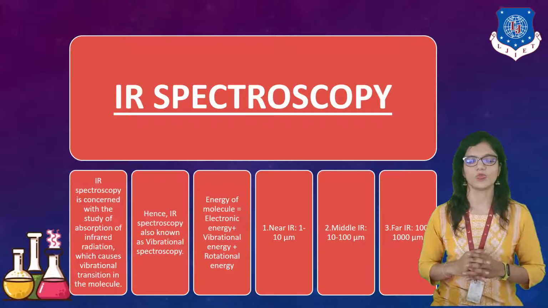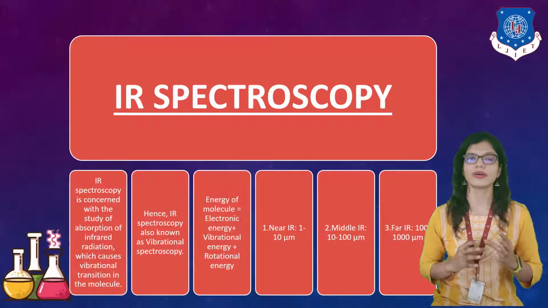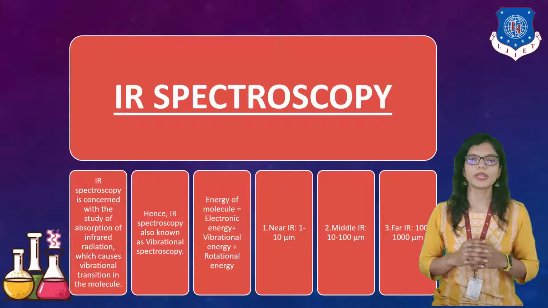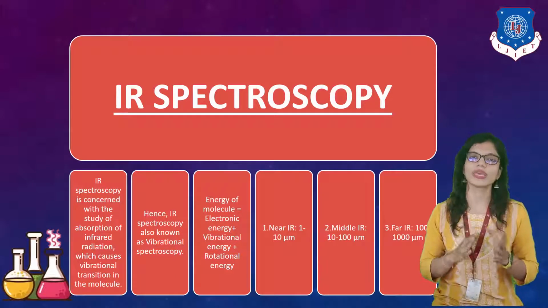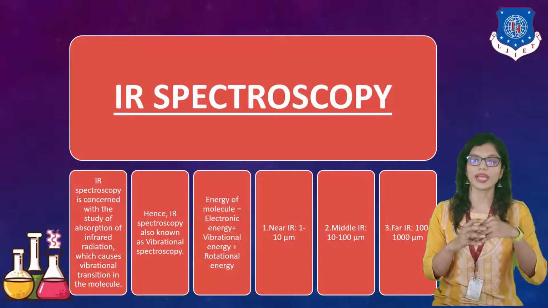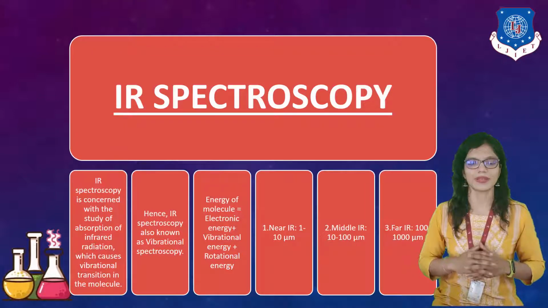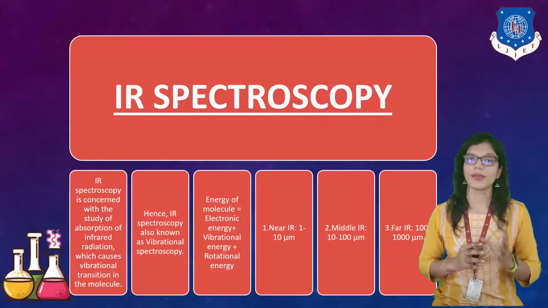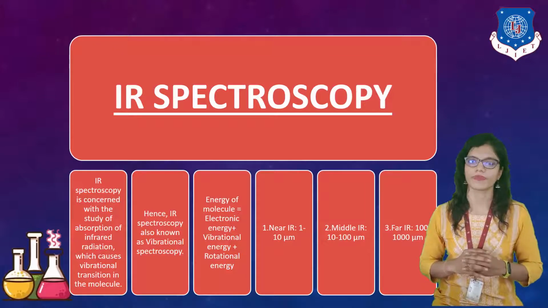So IR spectroscopy is concerned with the study of absorption of infrared radiation, which generally causes the vibrational transition in the molecule. Different kinds of vibrations are observed, like scissoring, rocking, wagging, etc. And when we impart a light on it, they absorb the light and move from ground state to excited level and we will measure it, right? So hence IR spectroscopy is also known as vibrational spectroscopy, right?